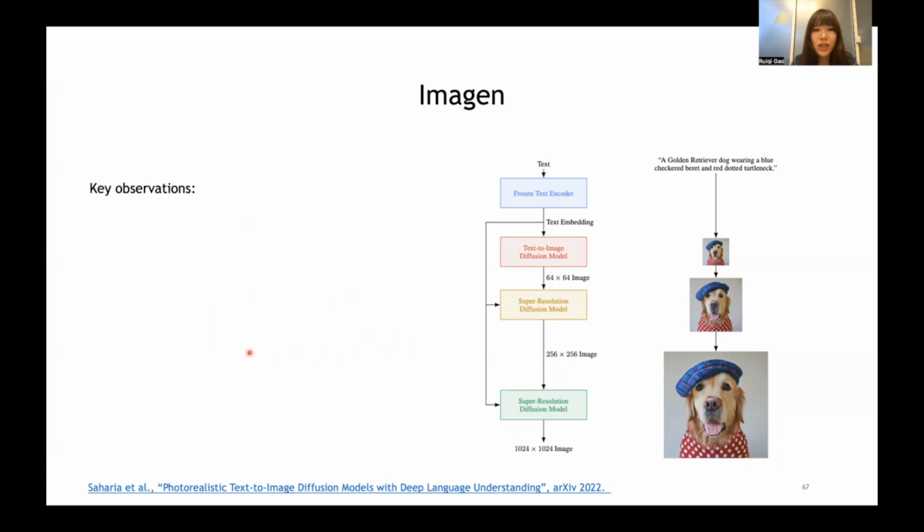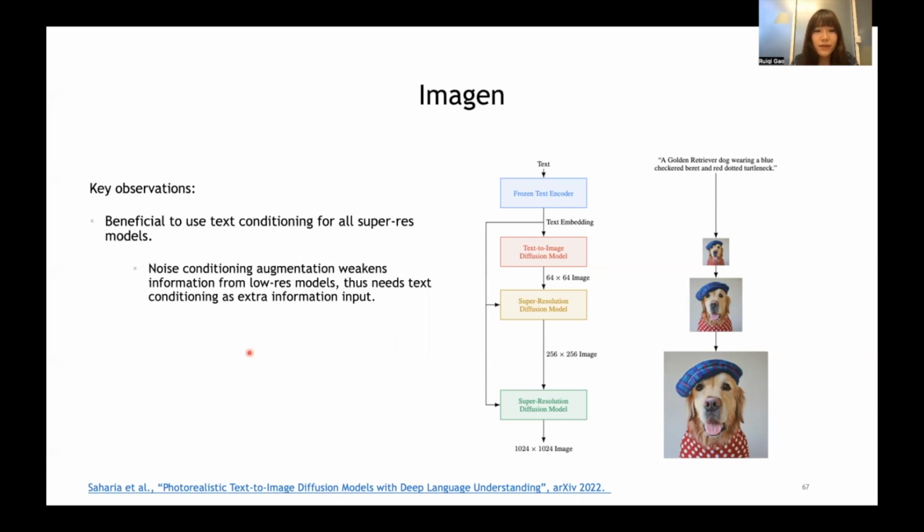There are several key observations from Imagen. First, it is beneficial to use text conditioning for all the super resolution models. The explanation is as follows. Remember, for cascaded diffusion models, we need to use the noise conditioning augmentation technique to reduce the compounding error. However, this technique has a chance to weaken the information from the low resolution models. Thus, we really need the text conditioning as extra information input to support the super resolution models.